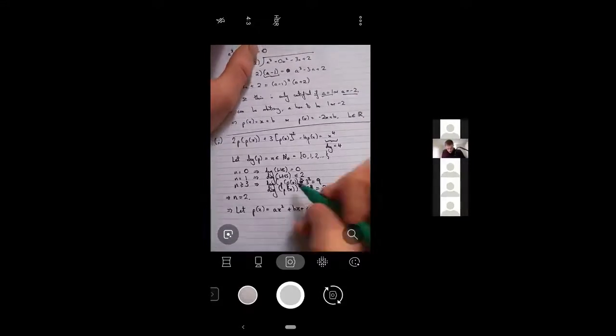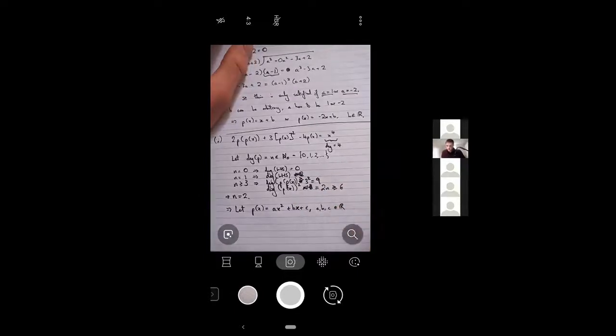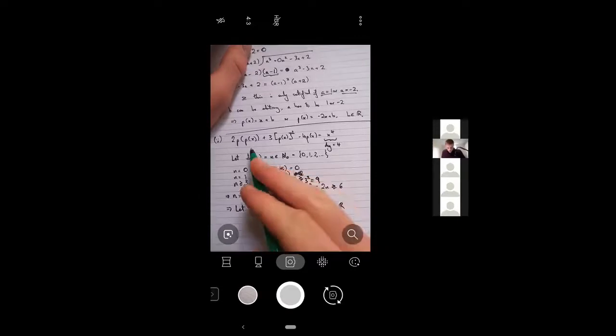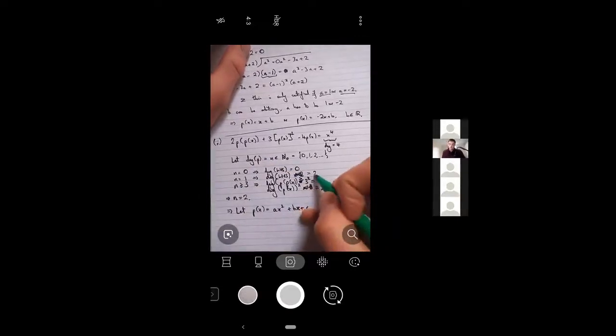Yeah, actually, you're right. Yes, it must be just 2, right? Because if it's x plus b, then this term can't affect it, and that term can't affect it. Yeah, you're right. Sorry, that's my fault.